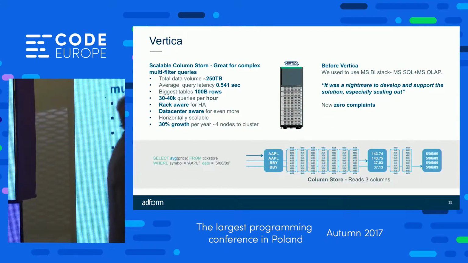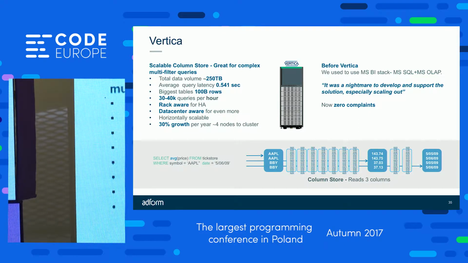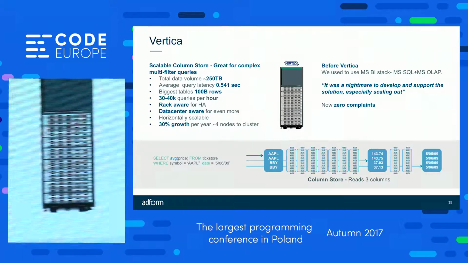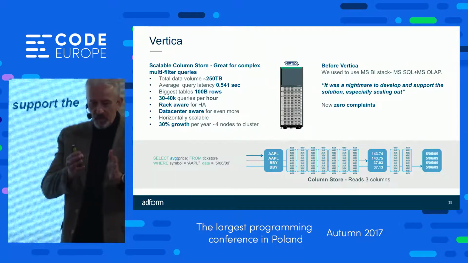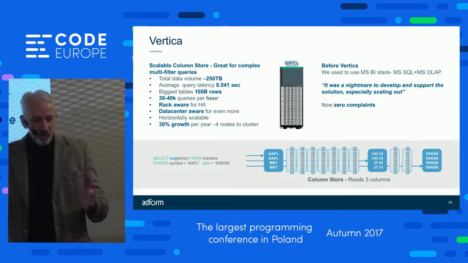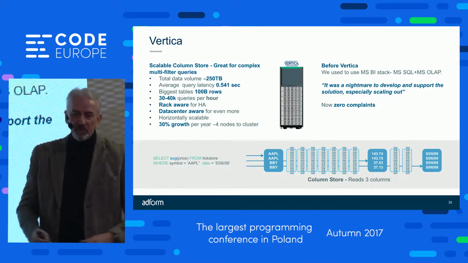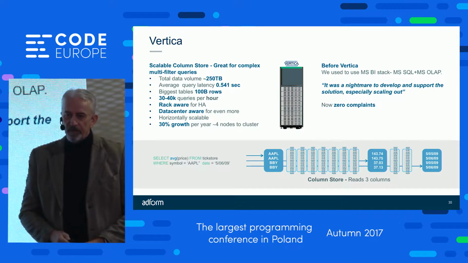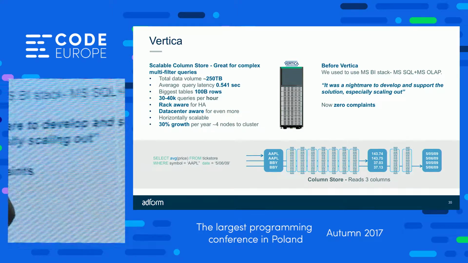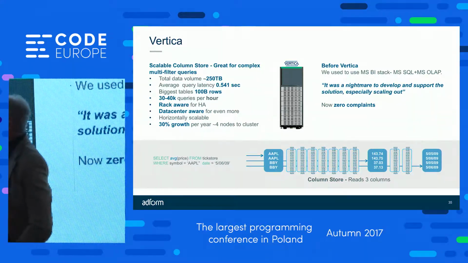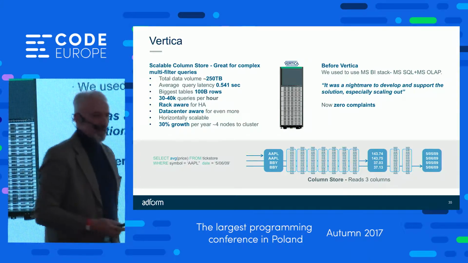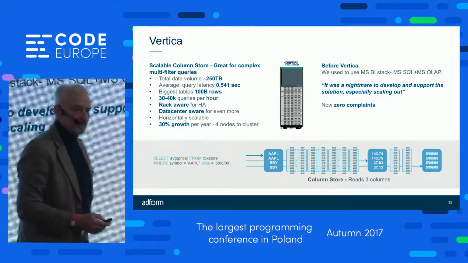Okay, so storage. If you have a column problem, a really big column problem, which is what we have, we use Vertica to do that. That gives us a scale-out, horizontally scalable column storage solution. So Vertica is a database, it's a column store. Really, really fast. So look at our Vertica. We've got 250 terabytes. Average latency is half a second, and we do about 30 to 40,000 requests per hour.